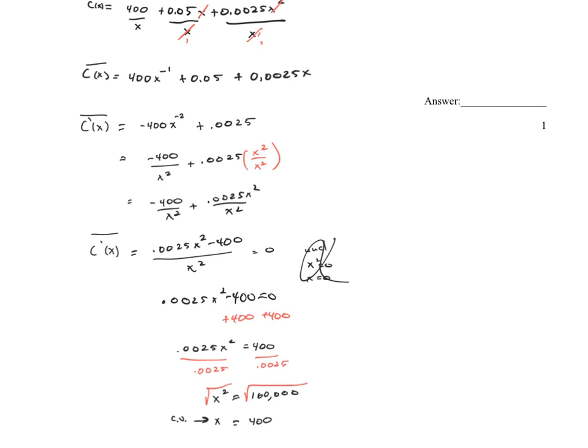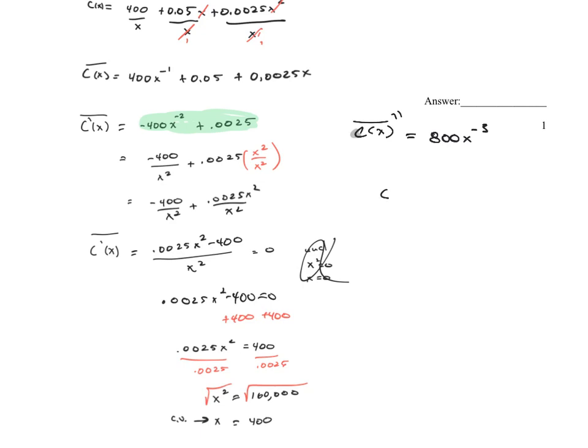Actually, what I'm doing is going back through and looking at my work, and I'm saying, look, here was the original derivative, negative 400x to the negative 2 plus 0.0025. That's easy to find the second derivative of. Negative 400 times negative 2 would be 800, and then it would be x to the negative 3. And the derivative of 0.0025 is 0, so I don't need to worry about that.